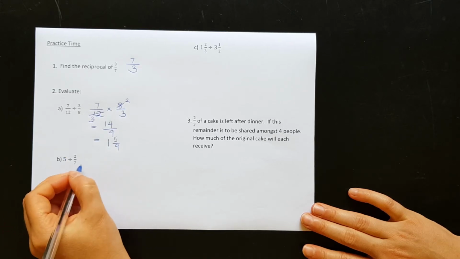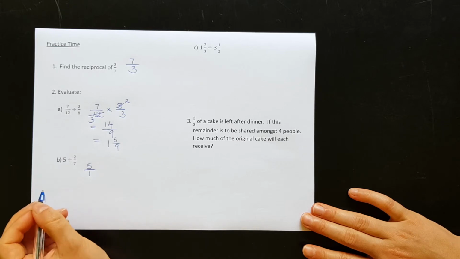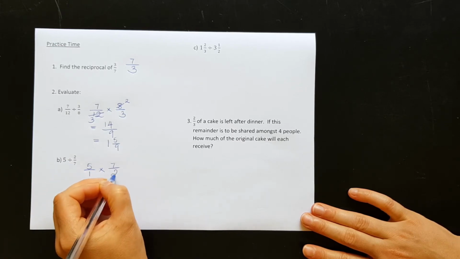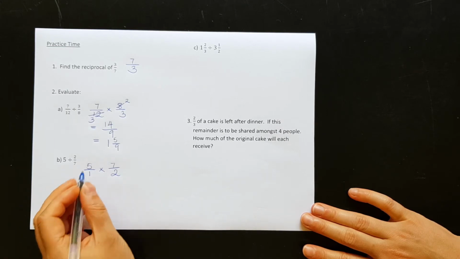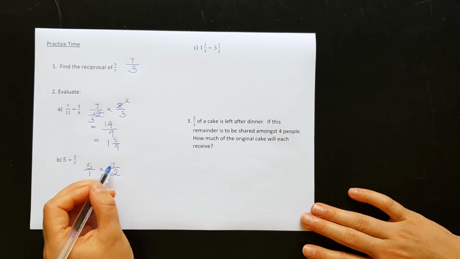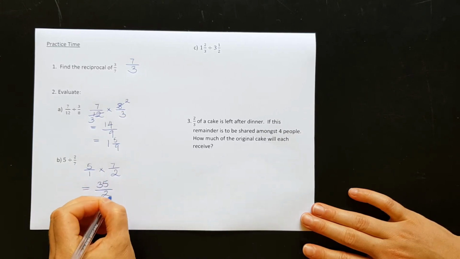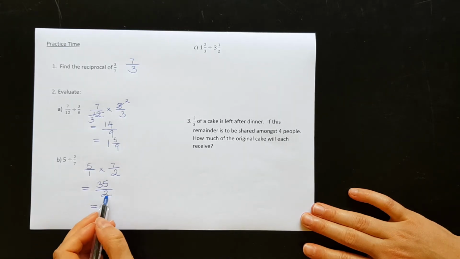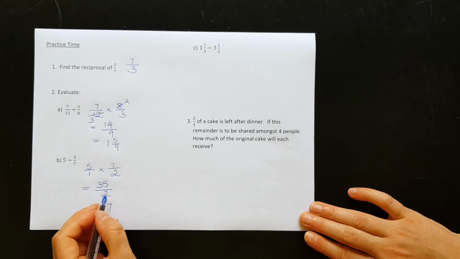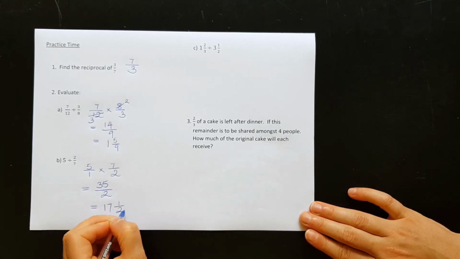For B, we want to write that whole number 5 there as a fraction, so it becomes 5/1. We'll change the divide to a times, turn the second fraction upside down. There is nothing to be simplified there, so we go straight to the multiplying. 5 times 7 is 35, and 1 times 2 is 2. 2 goes into 35 17 times, because 2 17s is 34, so there'd be 1 left over out of 2.